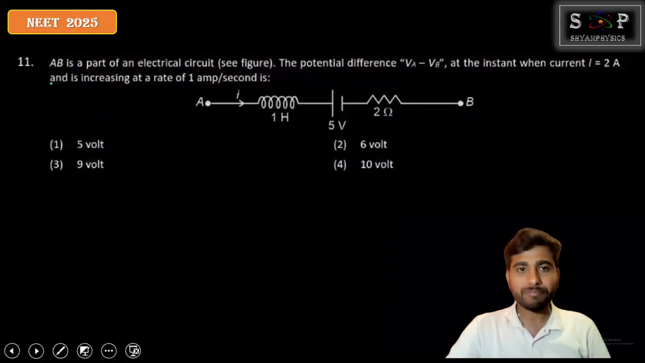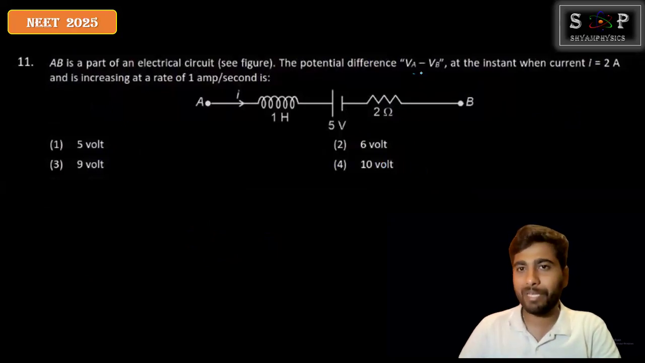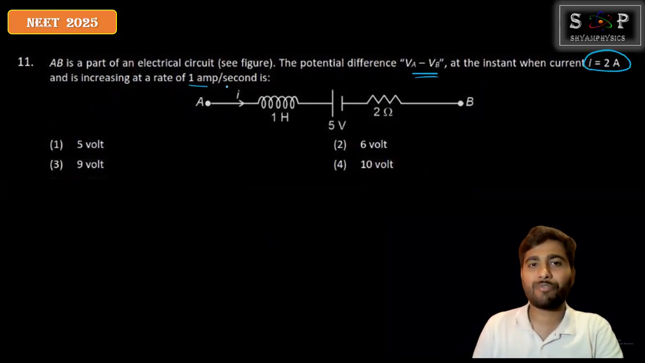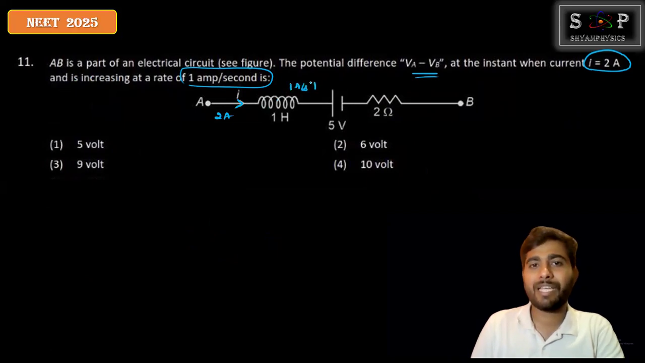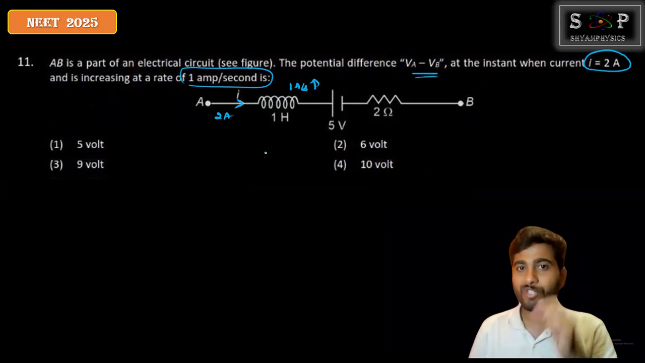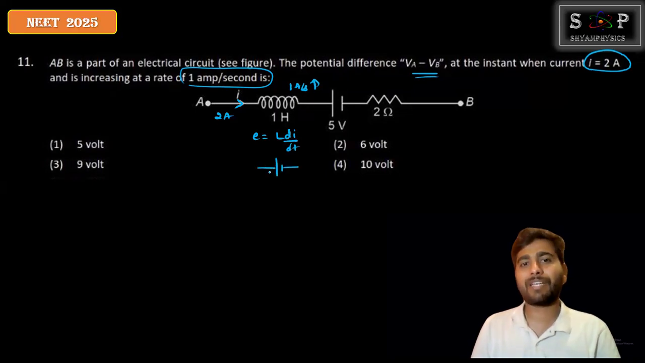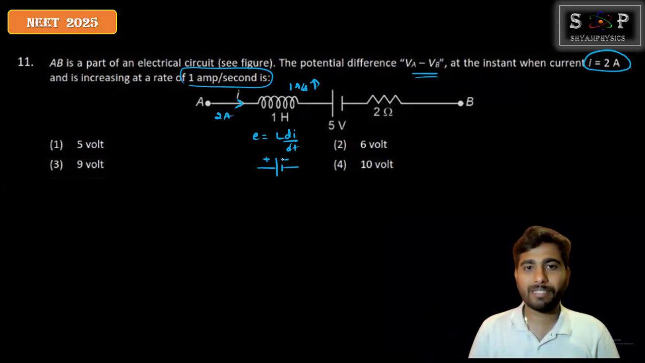Next question. AB is a part of an electrical circuit. The potential difference VA minus VB at an instant when the current is 2 ampere and increasing at a rate of 1 ampere per second. Here the current value is 2 ampere, but increasing at 1 ampere per second in the inductor. If the current in the inductor is increasing, the inductor opposes it, so it induces an EMF equal to L di by dt. This EMF opposes the current, so I mark it as plus and minus accordingly.